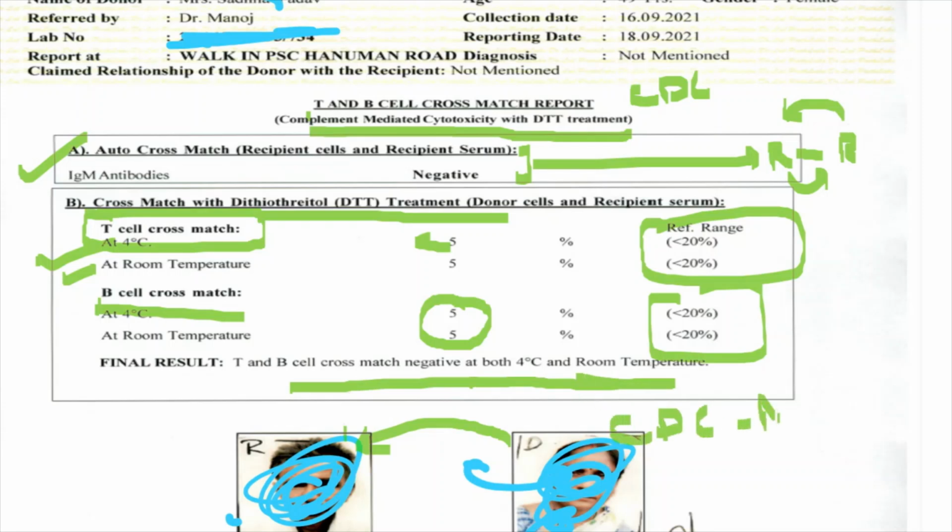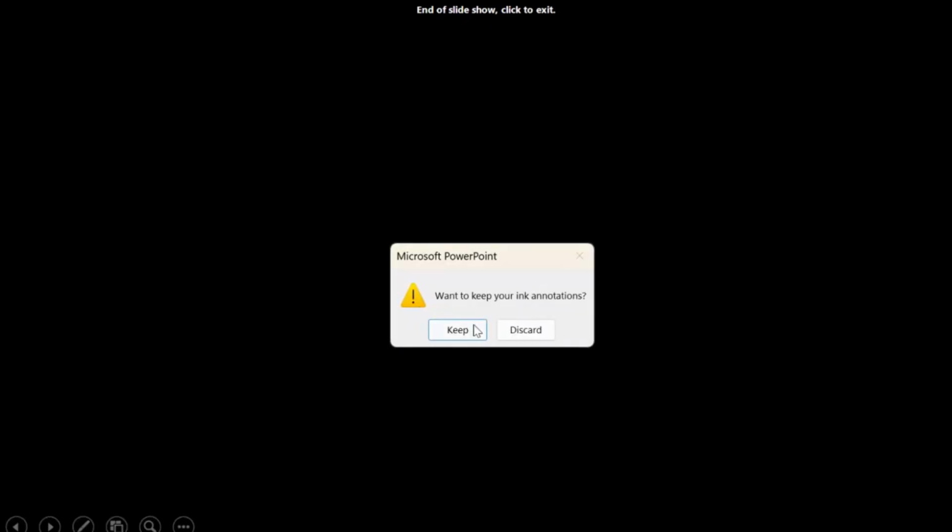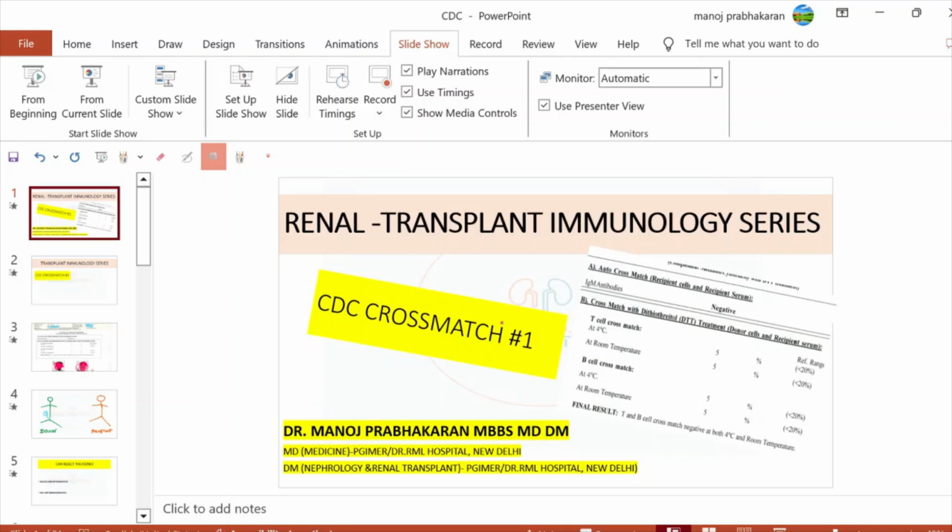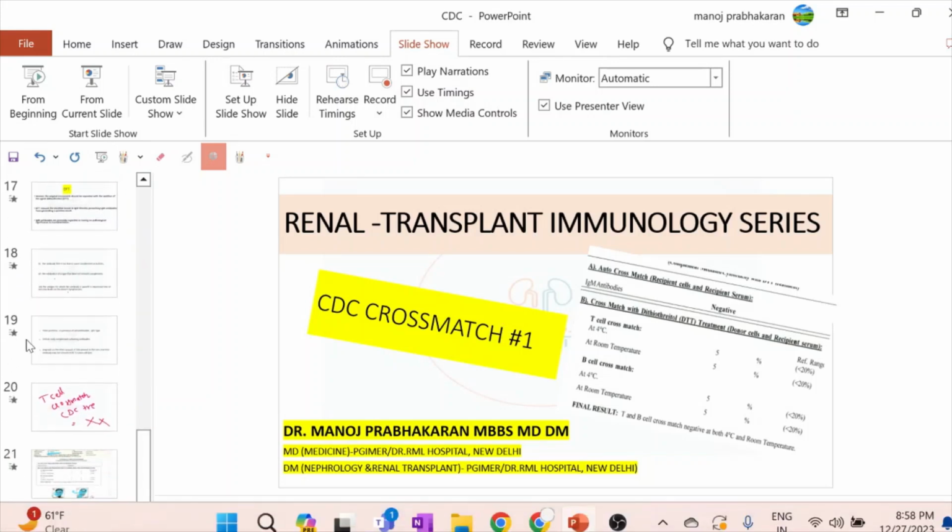CDC is negative. That means there is no reaction. That means there is no complement mediated antibody. That means this donor can donate a kidney to this recipient as per the CDC report. Because of some of the limitations of this, next we will be proceeding to flow cross match and single antigen bead assays.